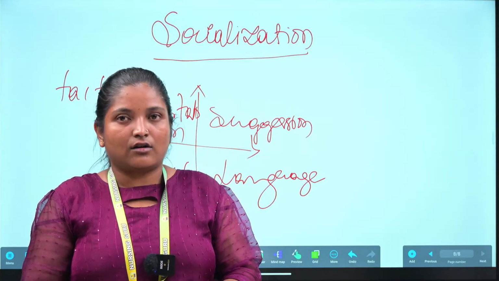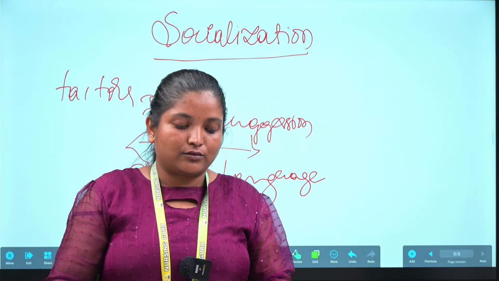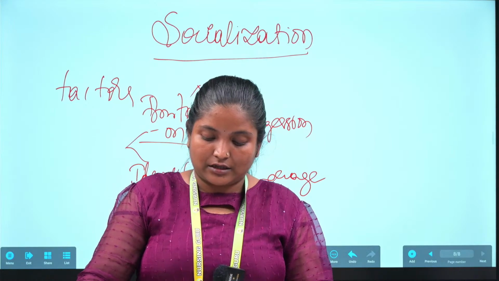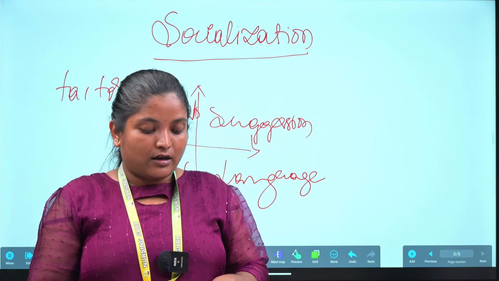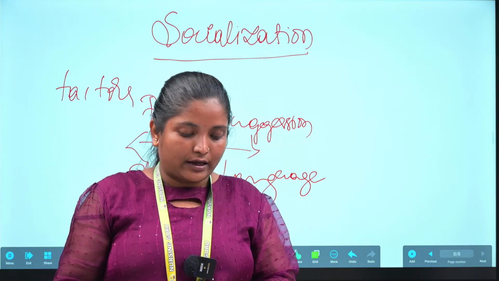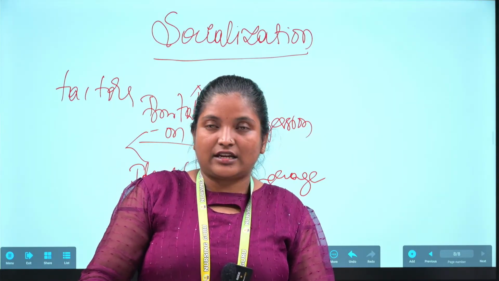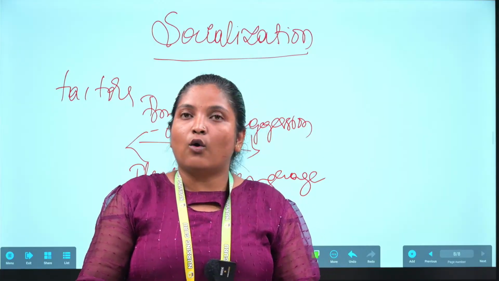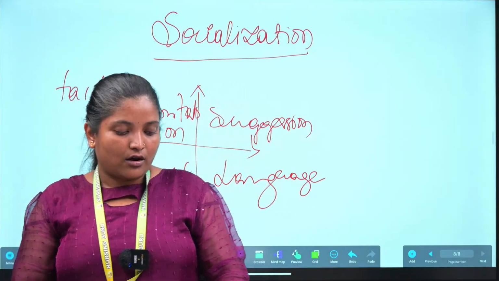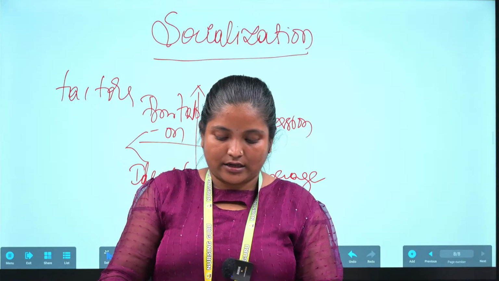And here some theories will come: Cooley's theory, Mead's theory, and Freud's theory. That is not much important. You will have already studied this, and you have to know it in and out. The next one is the stages of socialization: oral stage, anal stage, Oedipal stage, and stage of adolescence.